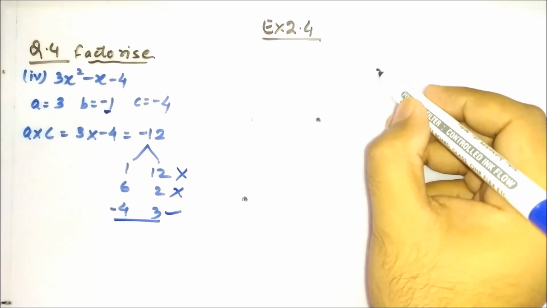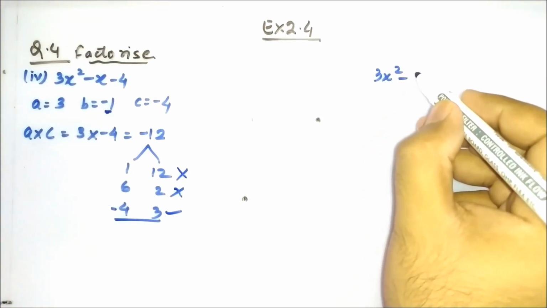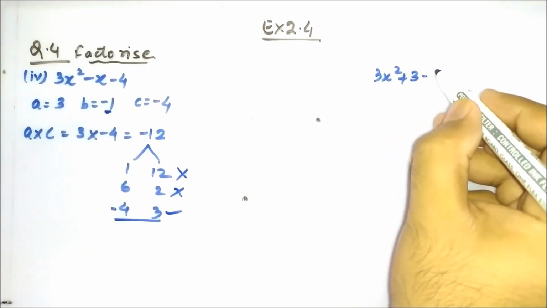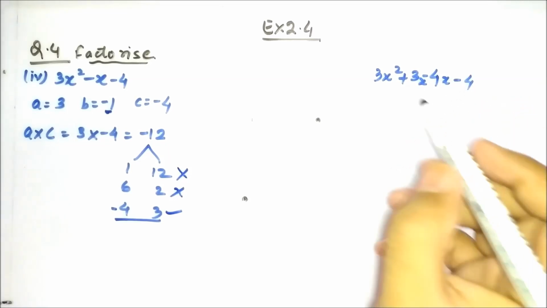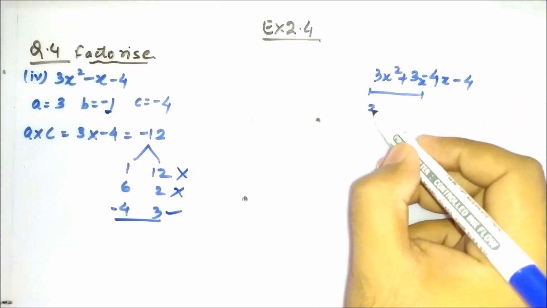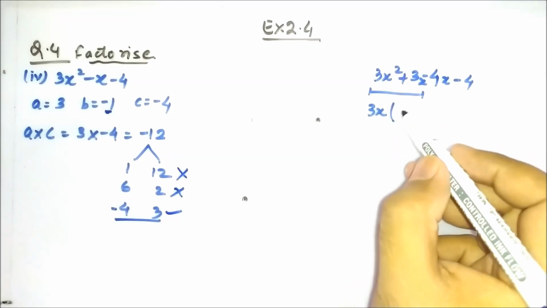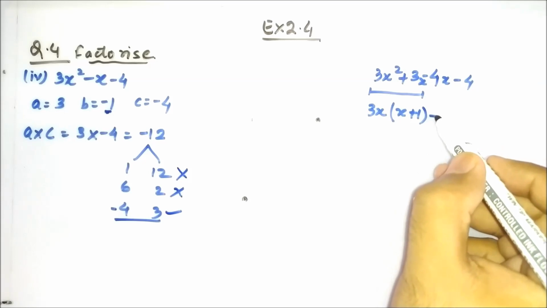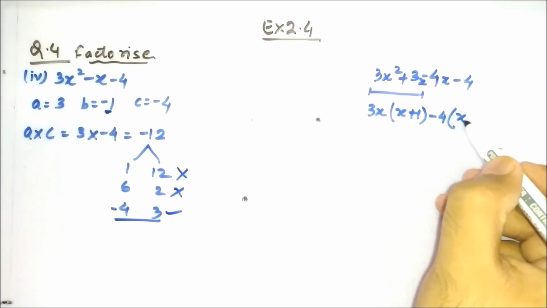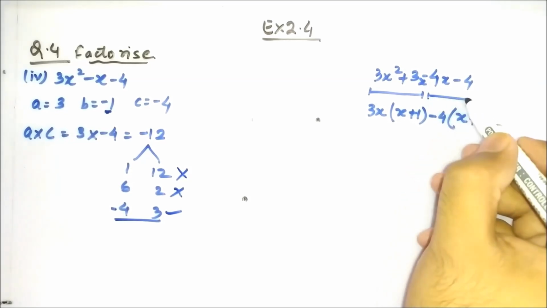So we can write this as 3x square plus 3 minus 3x minus 4x minus 4. From these two you can take 3x as common. We will be left with x plus 1 here. And from here we can take minus 4 as common and we are left with x plus 1 like this.